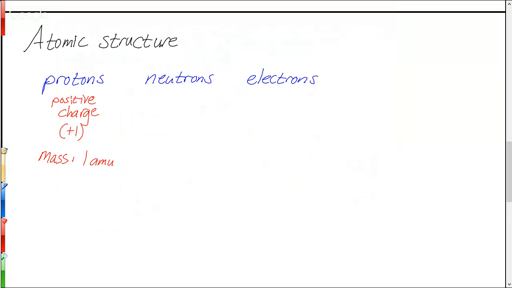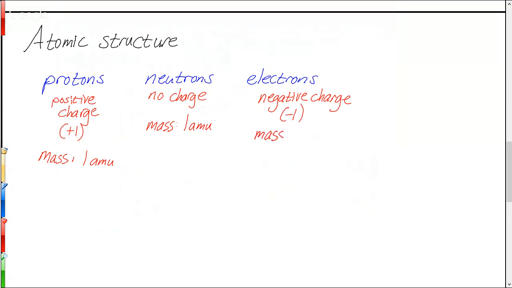All right, so protons have a positive charge and a mass of 1 AMU. What about neutrons? No charge, right? So they are not charged. No electrical charge. What about their mass? I think I just said it. They also are 1 AMU. And then what about electrons? Negative charge. So a charge of -1.